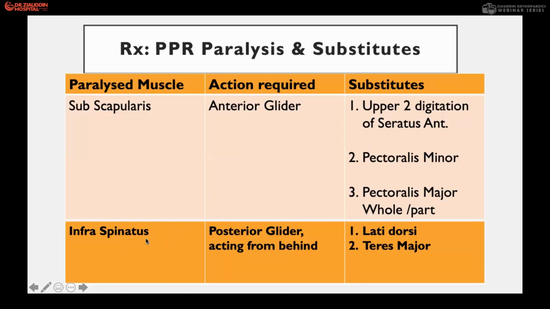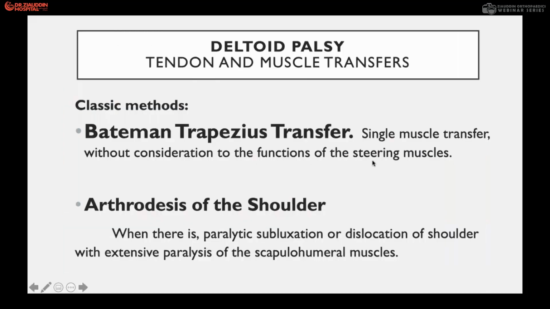The infraspinatus, when it is paralyzed, is the posterior glider which acts from behind. The posterior muscles, therefore, latissimus dorsi and teres major, are substituted for the paralysis of infraspinatus.